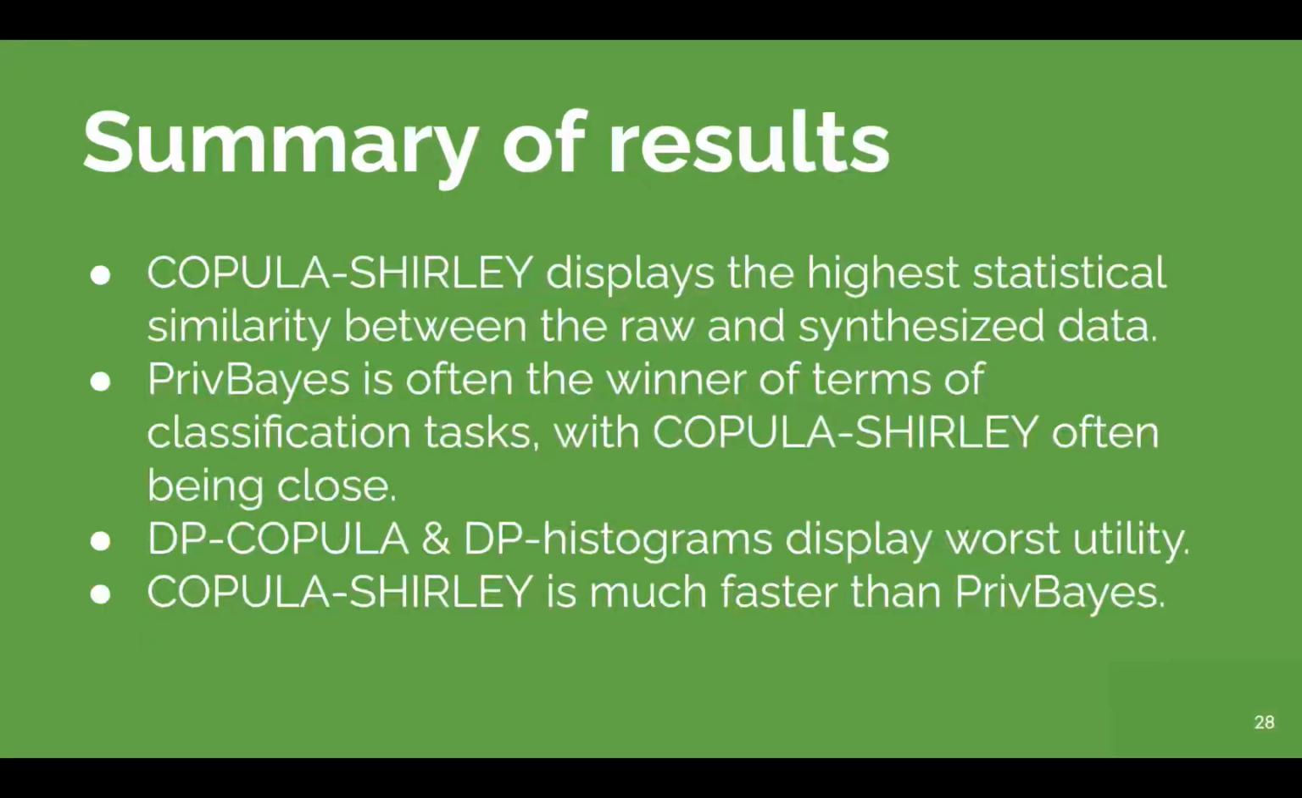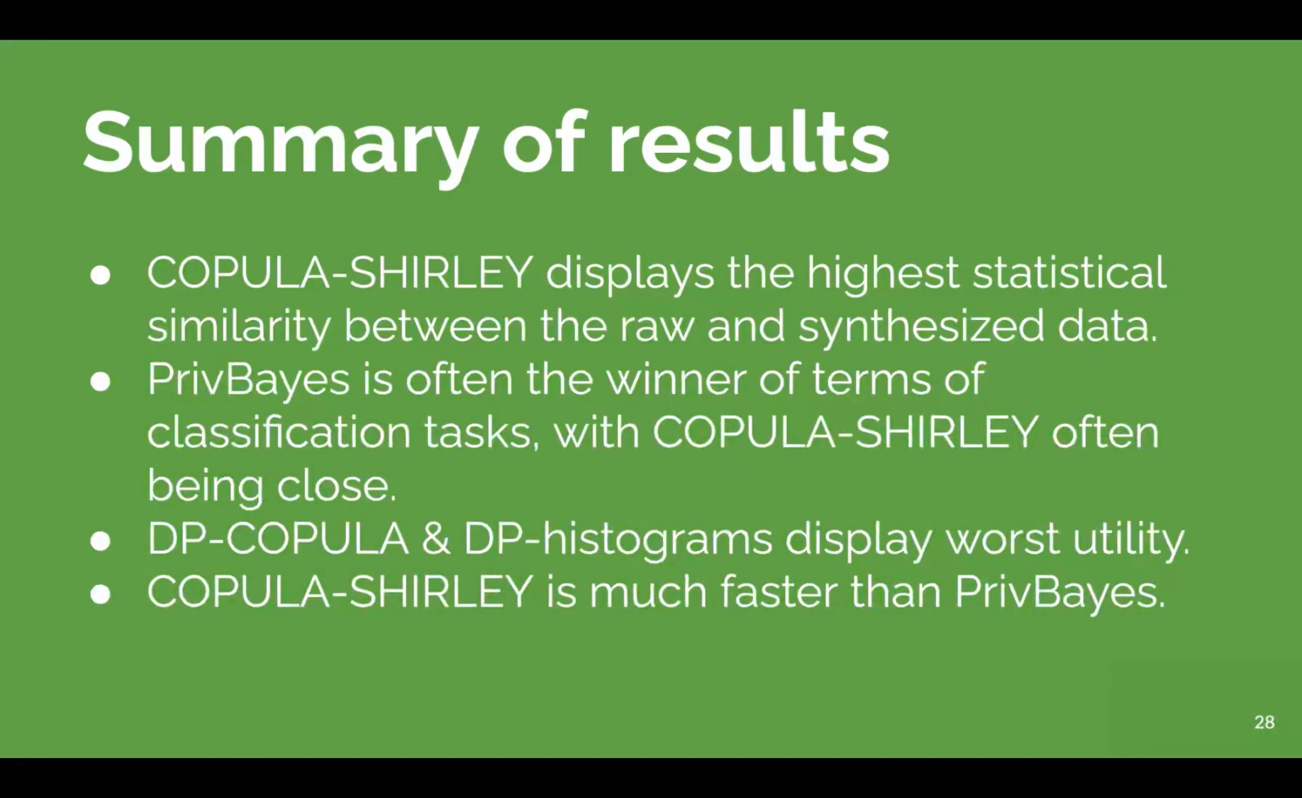So here's a bit of a summary of the results. Copulas displays the highest statistical similarity between the raw and synthesized data. PrivBase is often the winner in terms of classification tasks, with copulas often being a close second. DPCopula and DPHistogram display the worst utility, so copulas can be seen as an upgrade of those two.